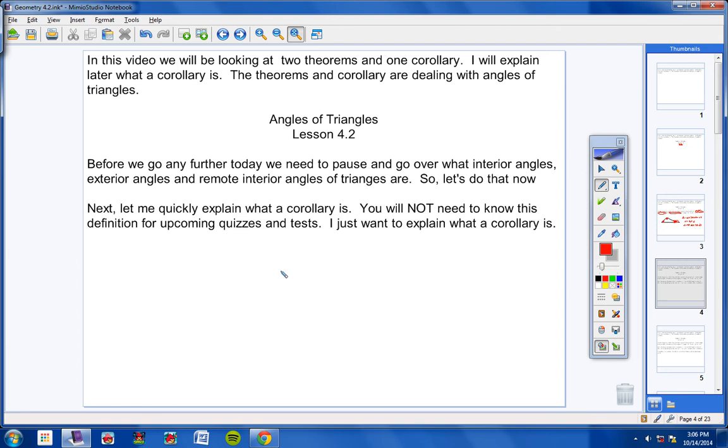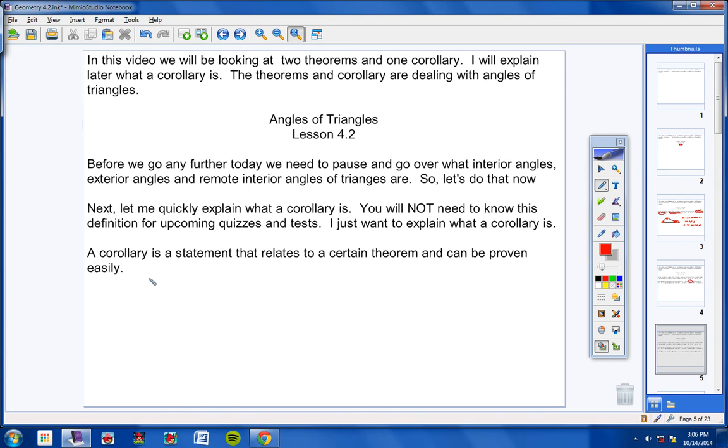Now, let me quickly explain what a corollary is. You do not need to memorize this. You do not need to know this for upcoming quizzes and tests. I just want to quickly explain what a corollary is, okay? A corollary is a statement that relates to a theorem and can be proven easily. In other words, you will usually be given a theorem, okay? And then sometimes the theorem will have a corollary that goes along with it. That's all that it is.